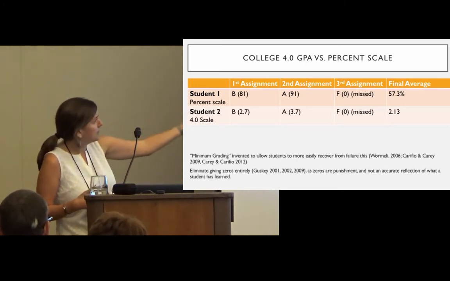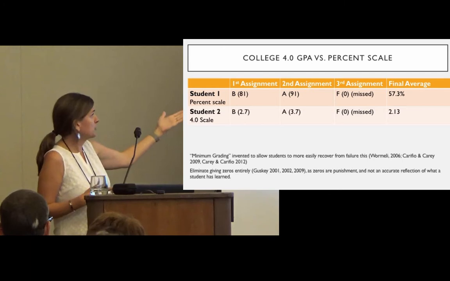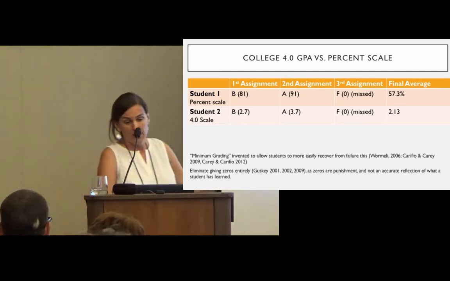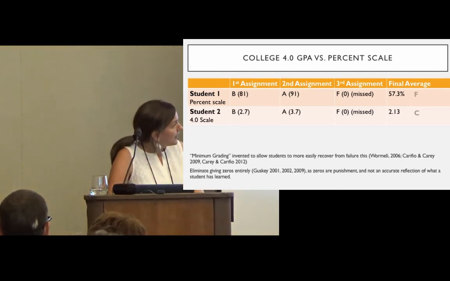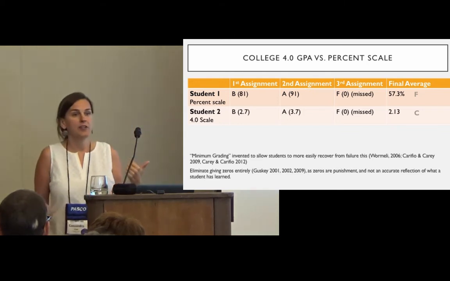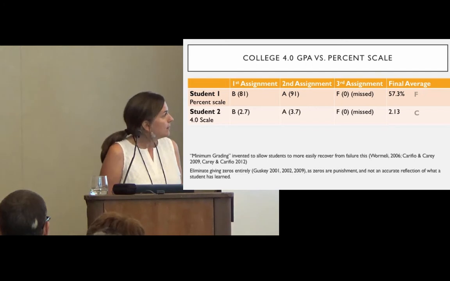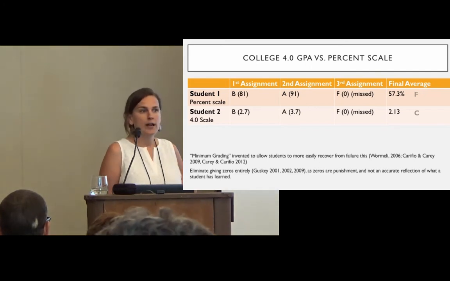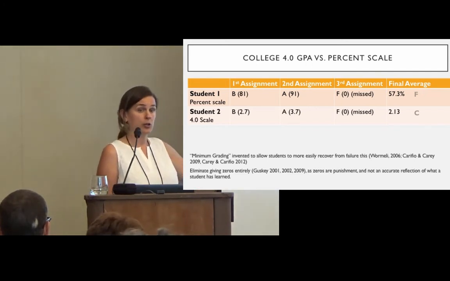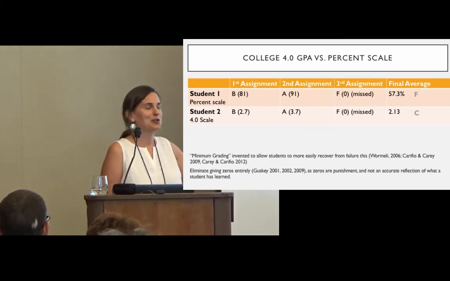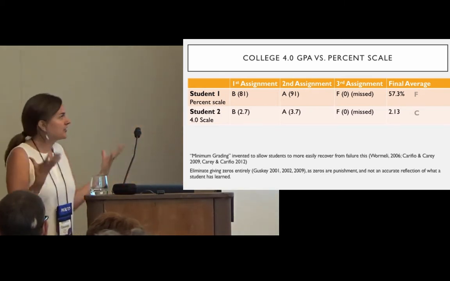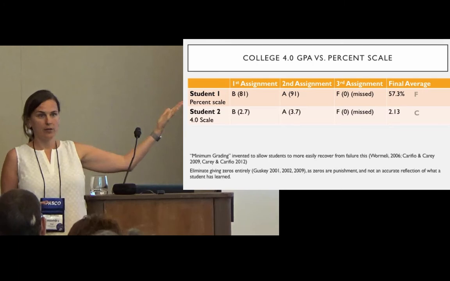For student 1, they have 57.3%. For student 2, they have 2.13. And we can all know what's going to happen next. Student 1 earns an F, and student 2 earns a C. Okay? Now, I can imagine lots of arguments for why an F would be, I don't want to say a good grade, but would be an accurate or acceptable grade for a student who missed 1/3 of the class.